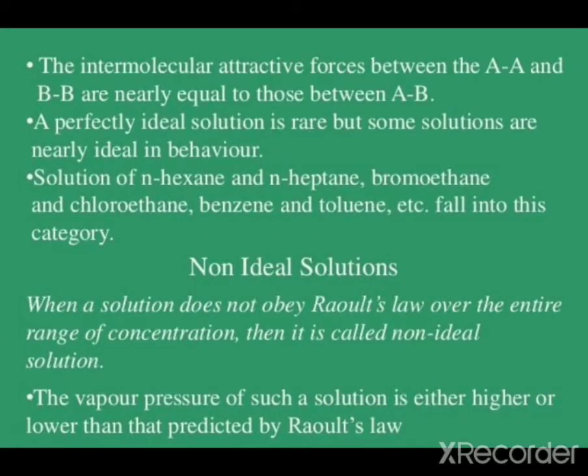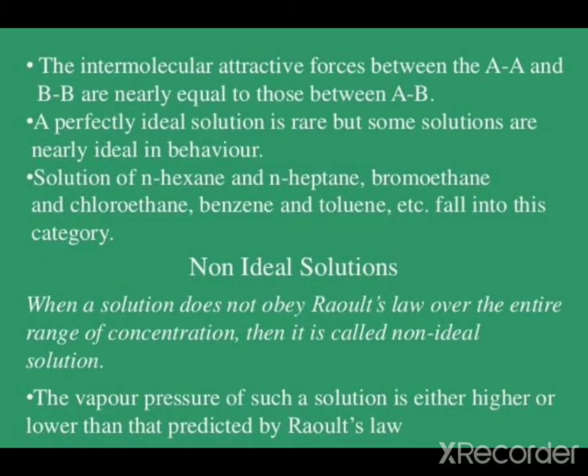For an ideal solution, it is observed that the intermolecular attractive forces between AA and BB are nearly equal to those between AB. AA means solvent-solvent and BB means solute-solute. AB interactions means the interactions between the solvent and the solute. A perfectly ideal solution is rare, but some solutions are nearly ideal in behavior. A few examples are normal hexane and normal heptane, a solution of bromoethane and chloroethane, and benzene and toluene.